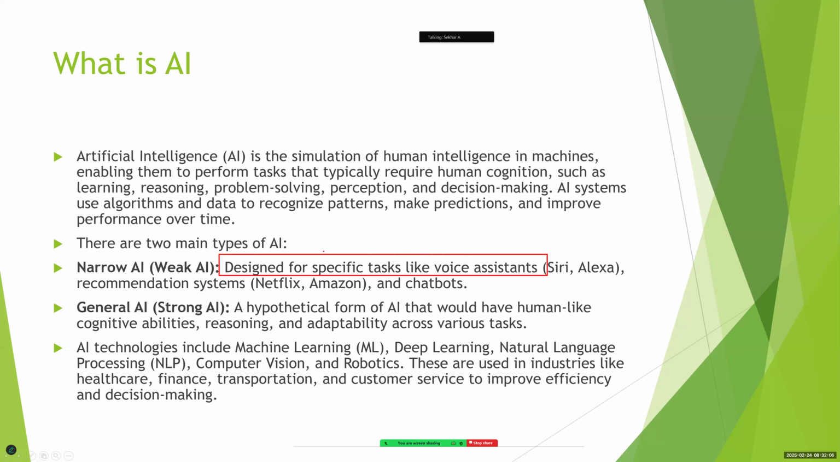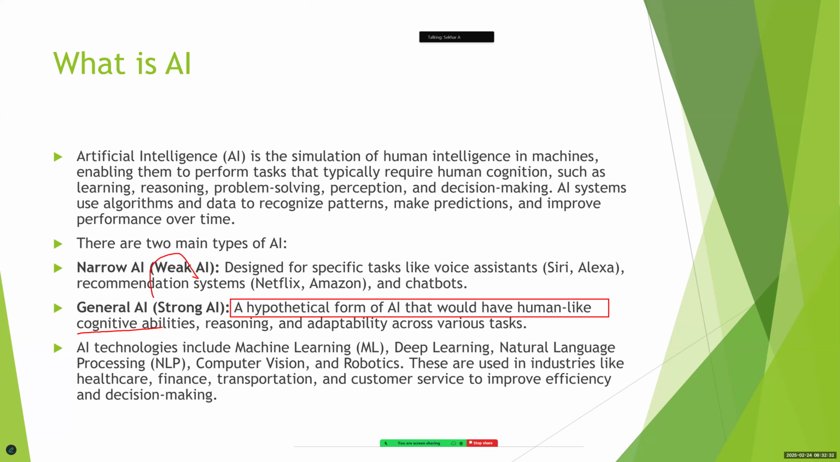Designed for specific tasks like voice assistance. You know, right? Like Siri, Alexa, recommendation systems like Netflix and Amazon, chatbots and all. They are narrow AI, weak AI. General AI is a hypothetical form of AI, guys. It would be like human intelligence.